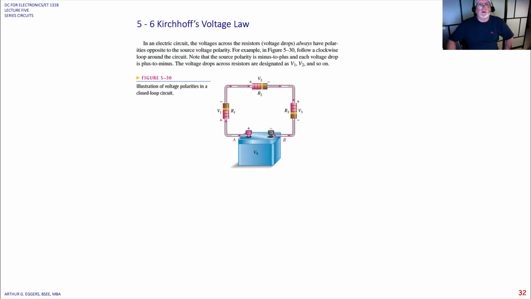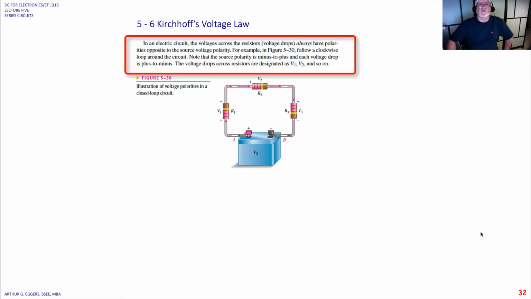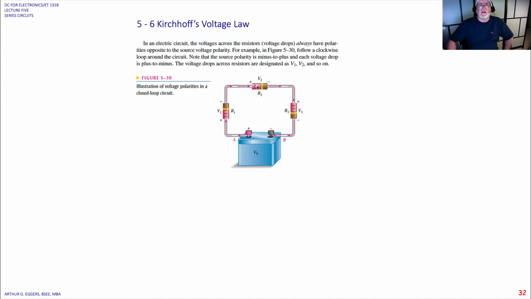So we continue with Kirchhoff's voltage law. In an electric circuit, the voltage drops across the resistors are always polarity respected. Okay, so they always have polarities opposite to the source voltage polarity. In an example here, you can see that as the current moves around the circuit, polarity is observed. Positive, positive, negative, positive, negative, positive, negative, negative.